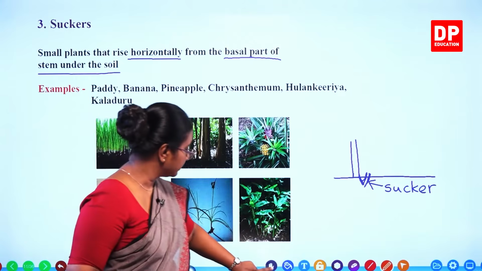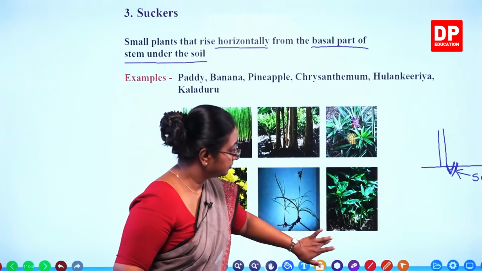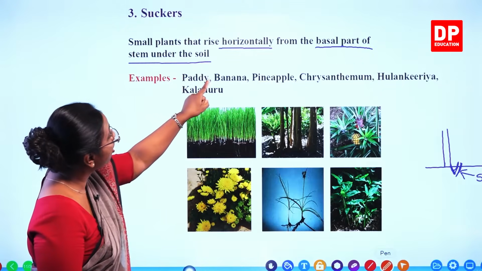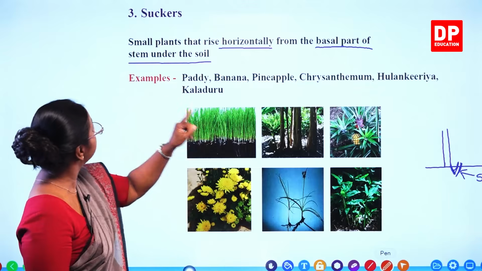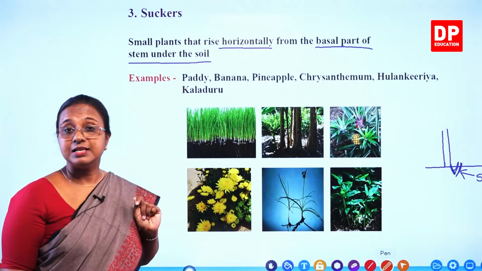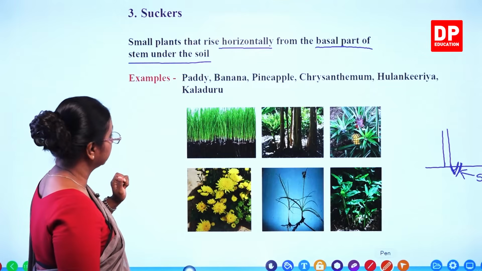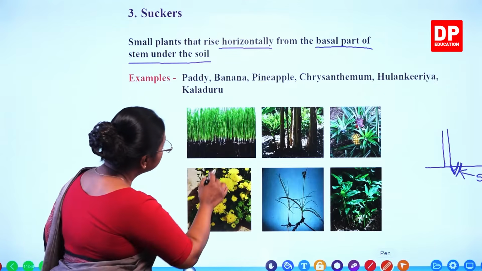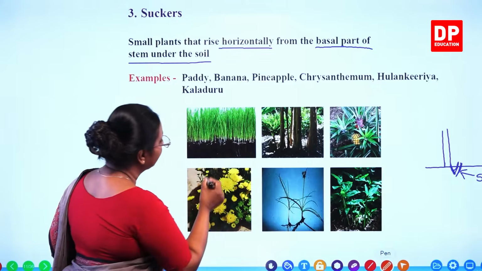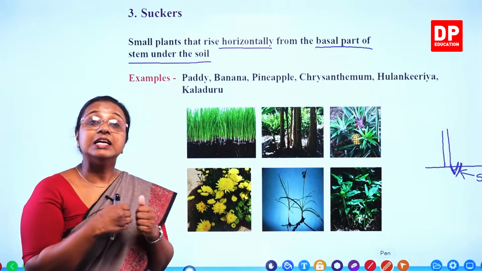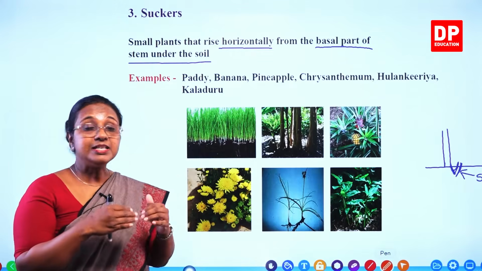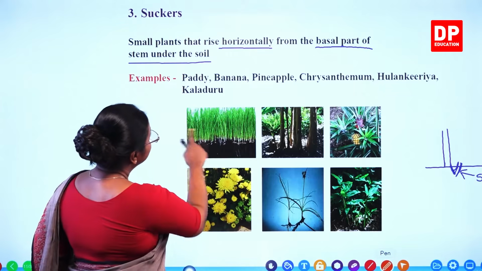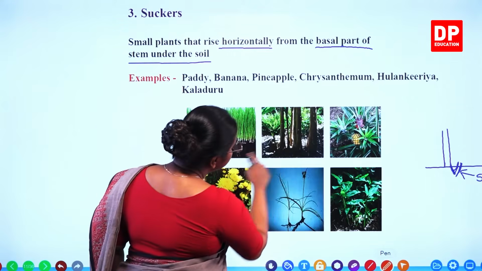So here you can see small plants that rise horizontally from the basal part of the stem under the soil. That is known as the sucker. Here also you can see the paddy plant. Students, the paddy plants look as if they are all connected together. That is because they form from suckers. So that is paddy. Then here you can see the banana plant.